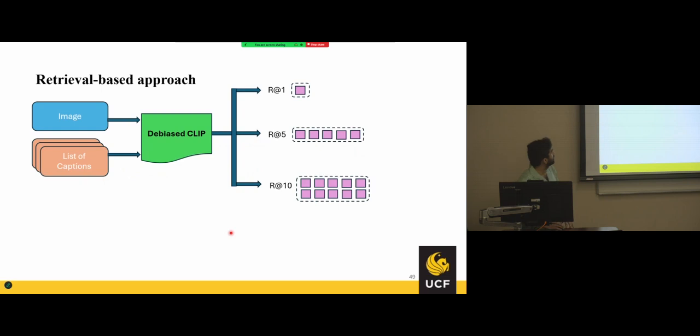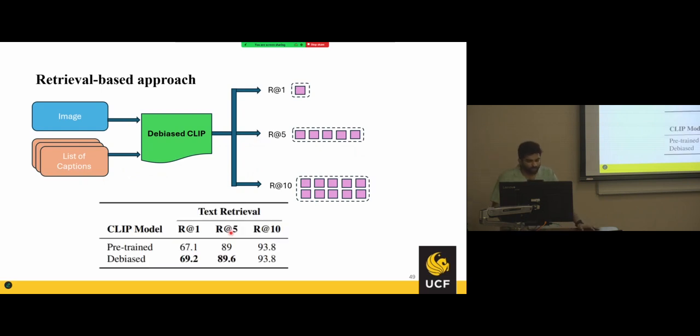Next we have a retrieval based approach. We also test the models on retrieval tasks, which are text retrieval and image retrieval. To give a general idea of what retrieval is, given an image and a list of captions, we pass it into debiased CLIP. R at 1 is basically getting the most similar caption, whereas R at 5 gets the top 5 captions, and R at 10 gives us the 10 most similar captions to that image.